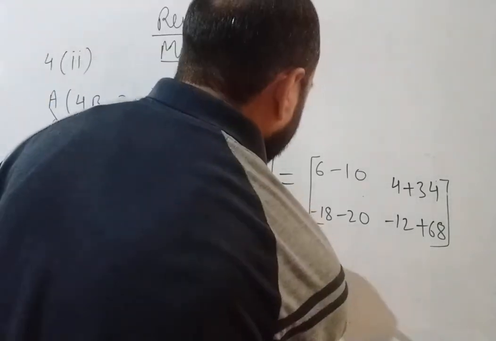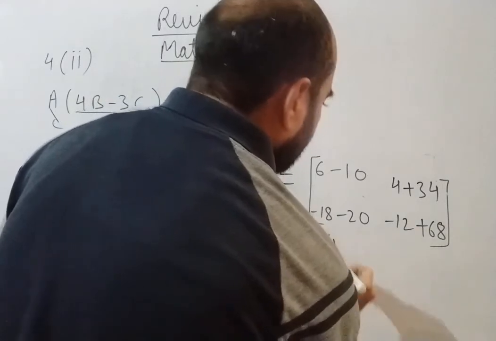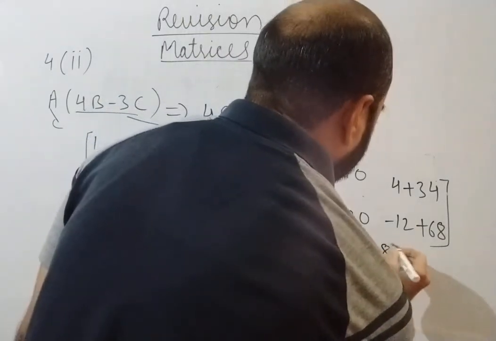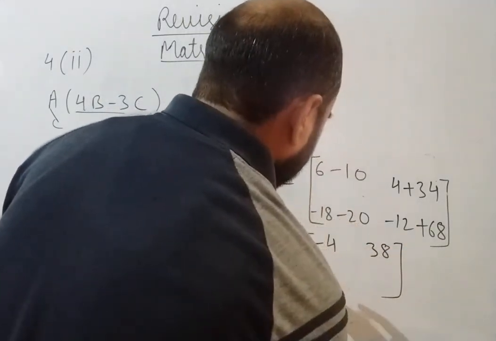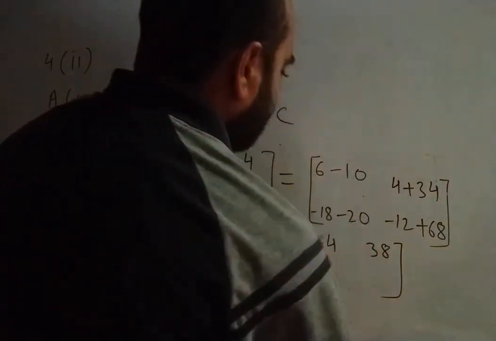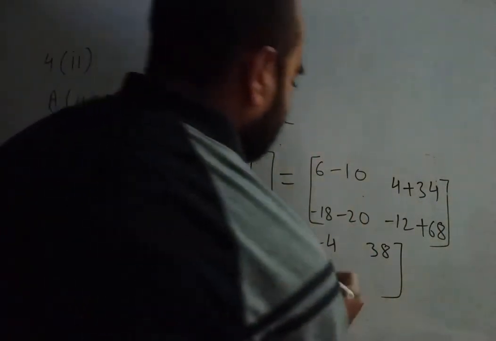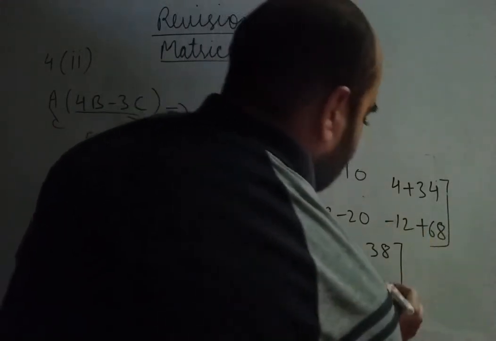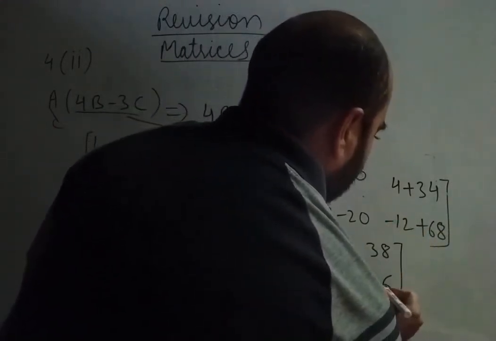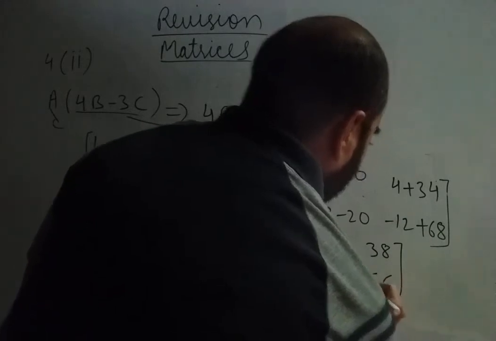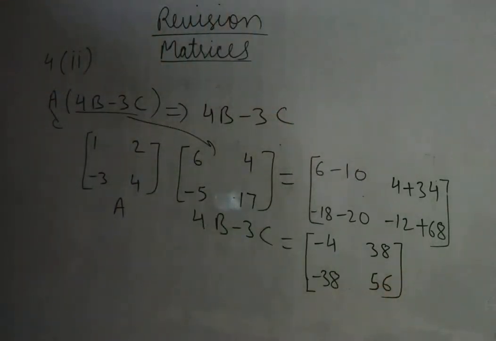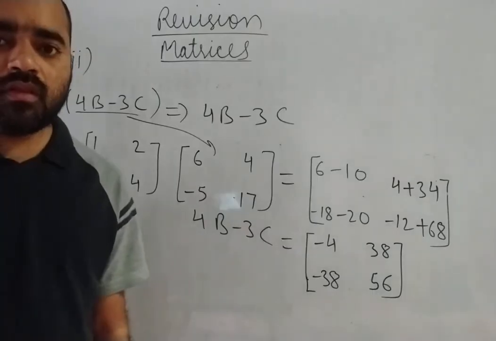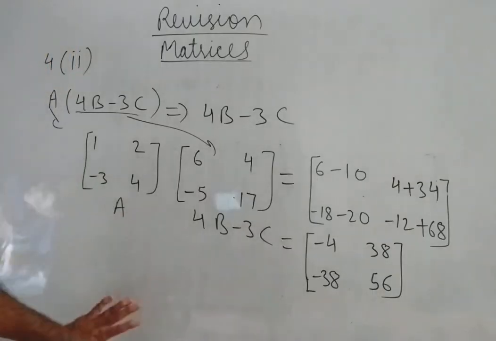So finally this will be minus 4, 38, and minus 18 minus 20 will be minus 38, and this will be 56. Correct. So this was the question.